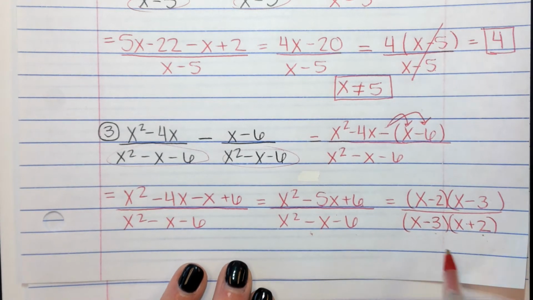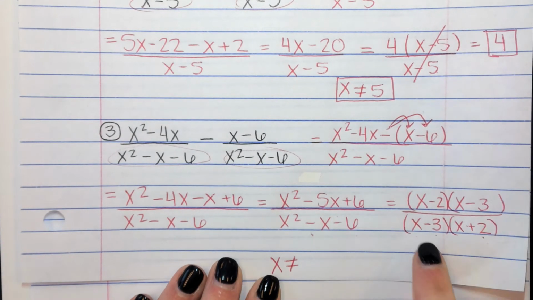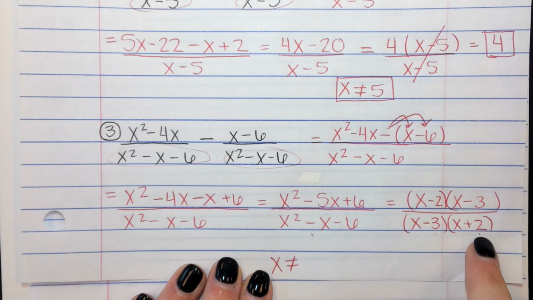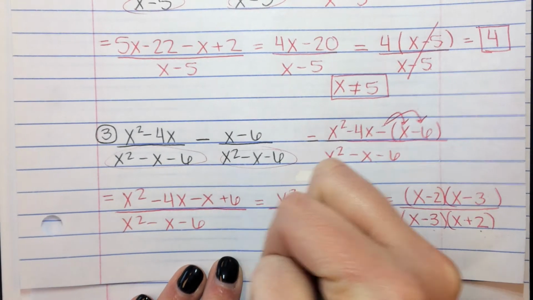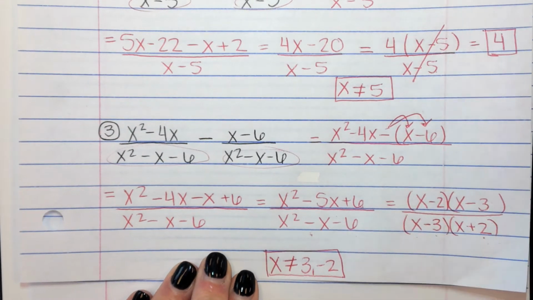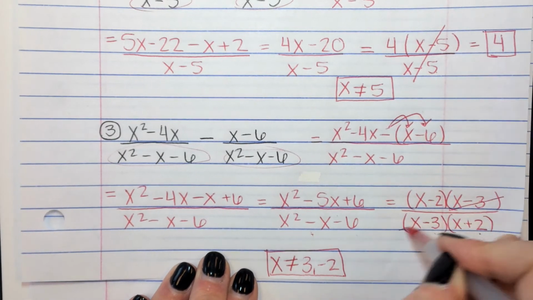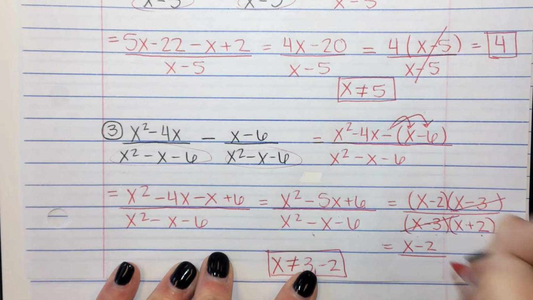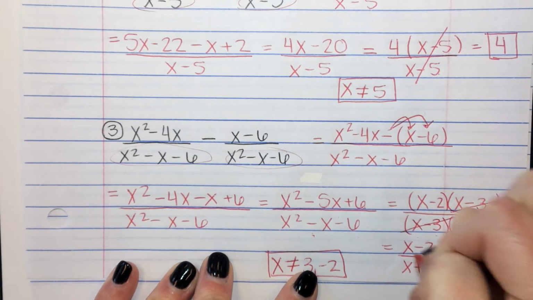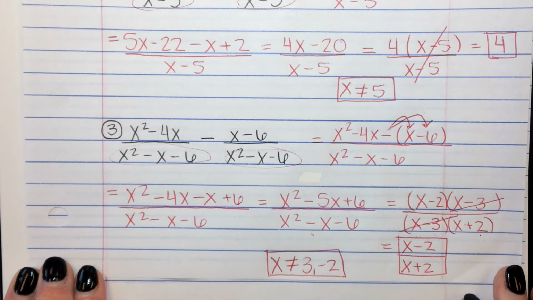Okay. Now, I have factors on the bottom, so I can tell you my restricted values. X cannot be 3 or negative 2. Okay. Now, can I simplify anything? I have x minus 3 over x minus 3, and so I'm left with x minus 2 over x plus 2. And that is as simplified as it can go.